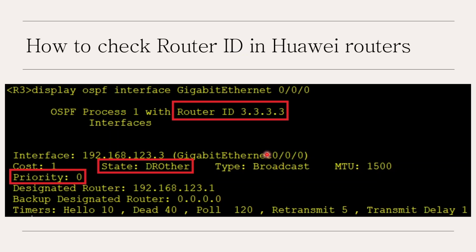Now let's discuss how to check the router ID across different vendors. I mostly worked on Huawei networks, so I will discuss the Huawei routers first. If you want to check the router ID for an interface where OSPF is configured, you can use the display command, display ospf interface, and then the interface where it is configured.